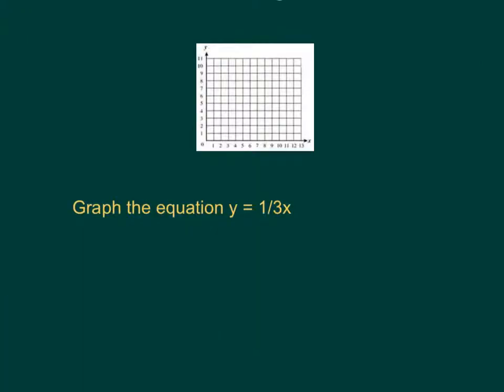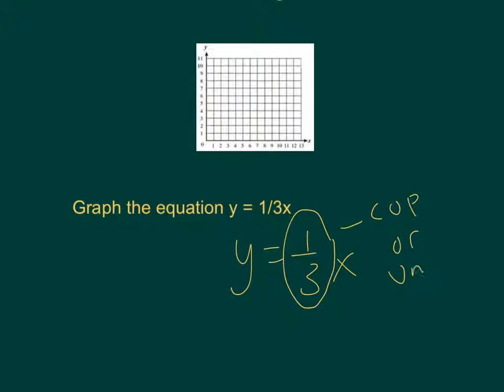All right, the last example is probably the hardest. We're going to use this coordinate grid to graph the equation y equals 1/3 x. So I know a lot from this equation. I know it's proportional, and I know that my constant of proportionality is 1/3. This is my constant of proportionality, or my unit rate. My graph is going to increase at a rate of 1/3.